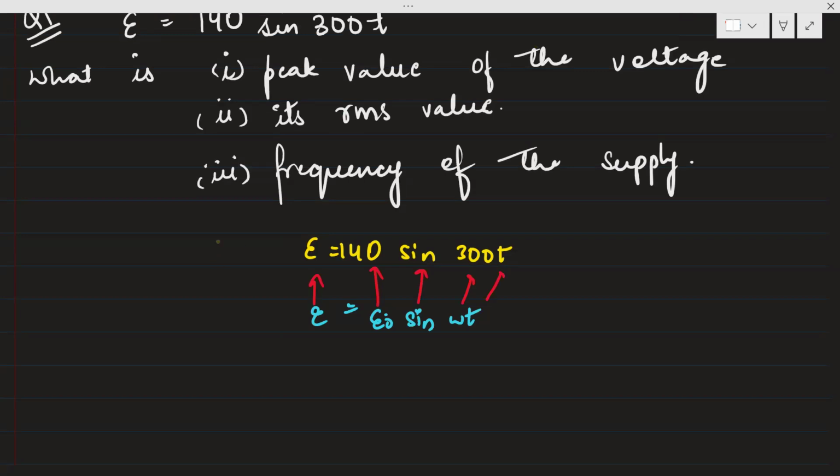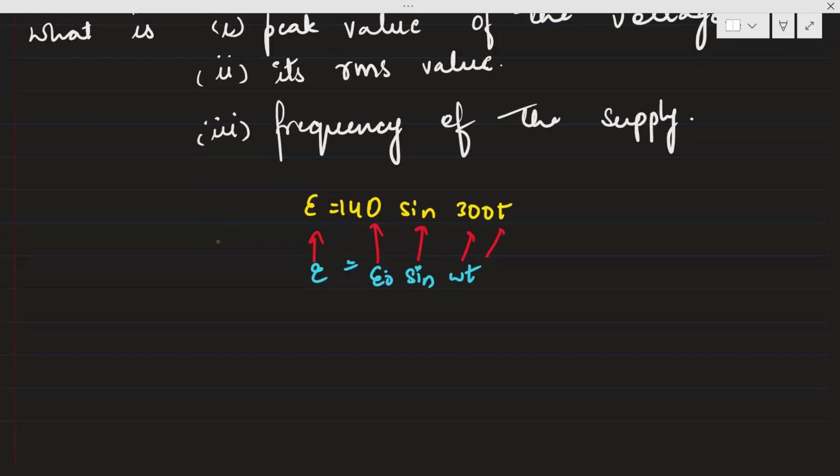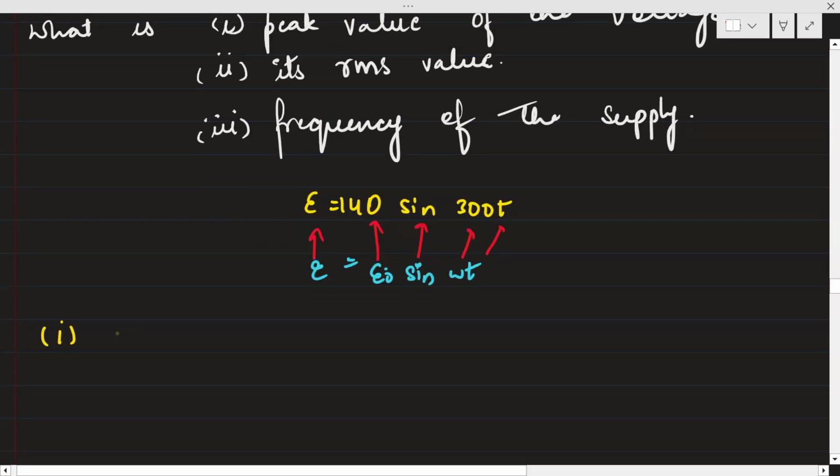Yes, Oishi, look at the formula, look at the equation. 140, very good. As it is, this will be 140. You don't even have to calculate anything in this. So the first one, the peak value, will be 140.